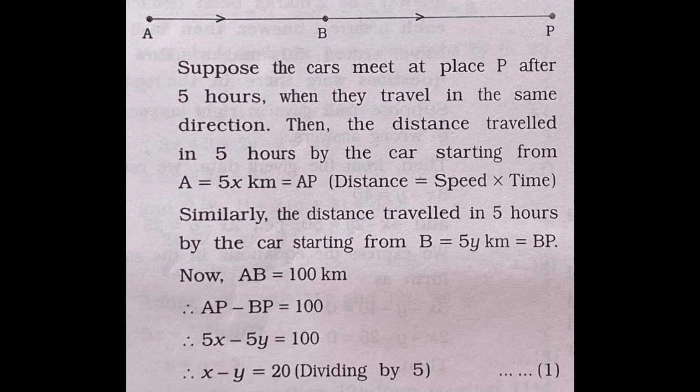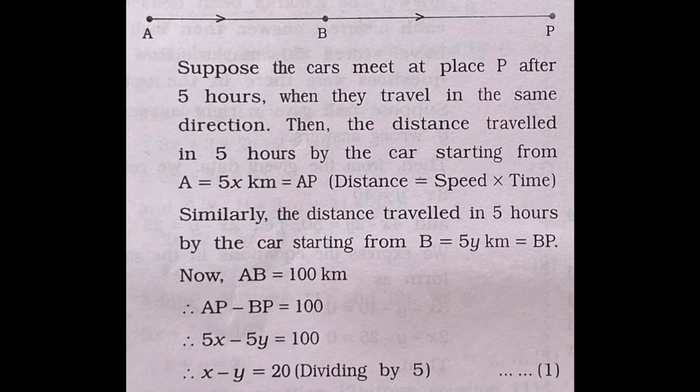How? Students, you have studied in 9th standard that speed is equal to distance upon time. Making distance the subject, we get distance is equal to speed into time. Speed for car A is x km per hour and time is 5. So distance traveled by car A will be 5x in 5 hours, which is equal to AP. Similarly, distance traveled by the car starting from point B in 5 hours will be 5y kilometer, which will be equal to BP.